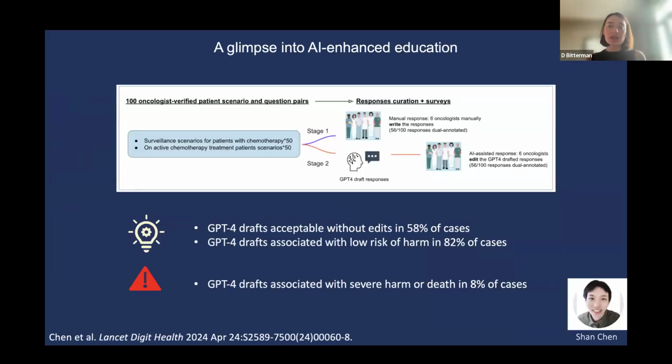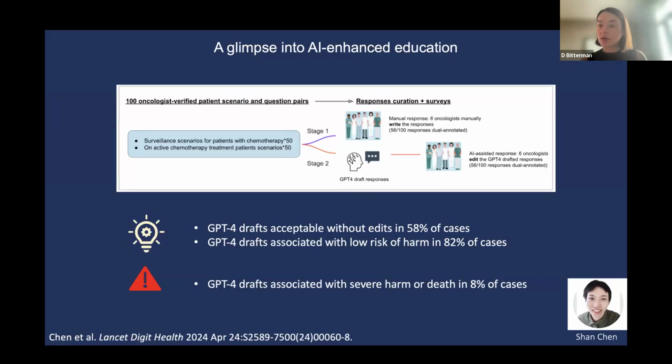We did a study starting to look at AI-enhanced patient education. This is not in a clinical trial setting, but it does show some of the potential and risks here. So we looked at the ability of a large language model, GPT-4, to respond to patients' questions about their cancer symptoms. We took 100 descriptions of cancer patients paired with questions about their symptoms, and first asked oncologists to write responses to those questions manually, like they would when responding in our electronic patient portal system, which is common in the United States. Then we had GPT-4 draft the response, and then the oncologists edited the responses until they thought it was good enough to show to a patient.